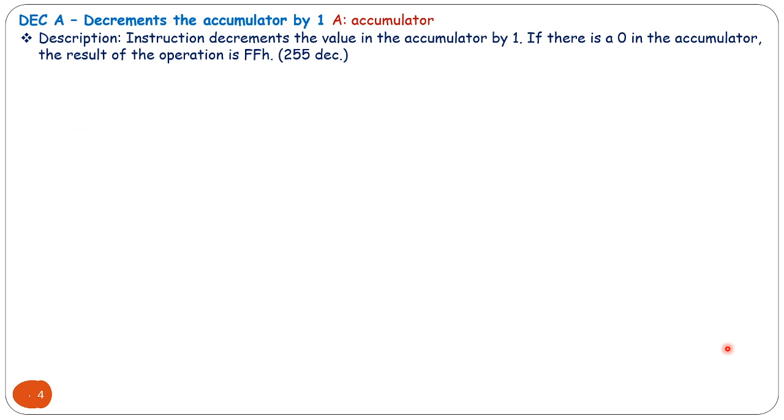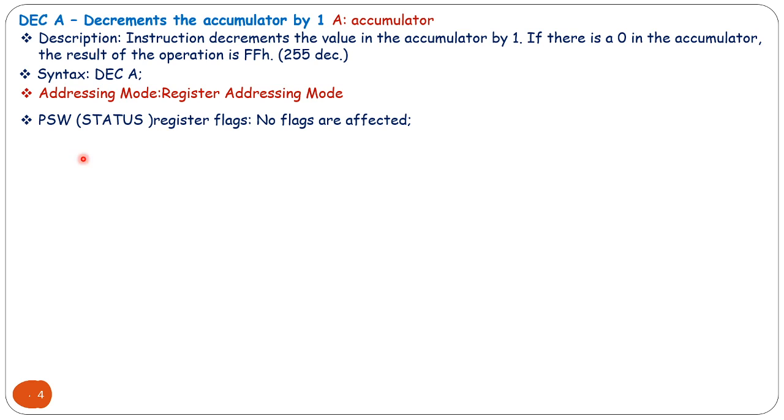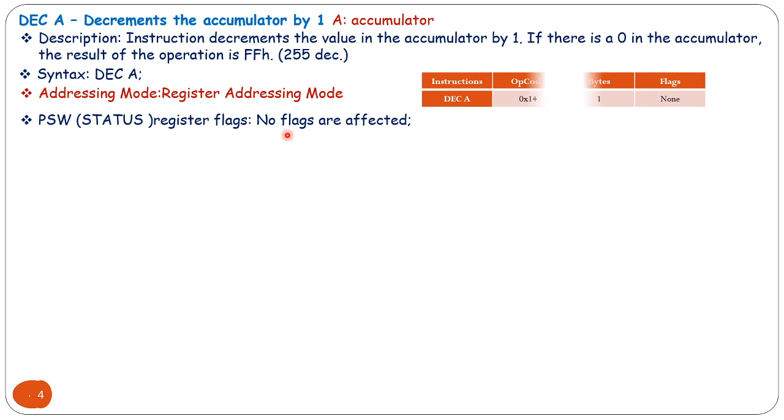Detail: decrement A, DEC A, decrement the accumulator by 1. The description: the instruction decrements the value in accumulator by 1. If there is 0 in accumulator, the result of operation is FFH, that is 255 decimal. Decrement A, register addressing mode, the flags are not affected. So in the PSW or status register, no flags are affected. Now see, this is the instruction having operation code 14H.